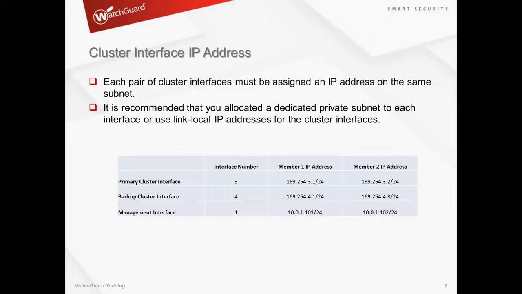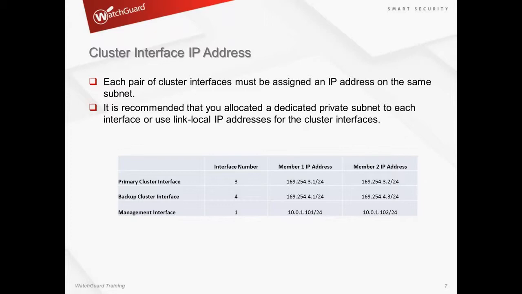Also, it's recommended that you allocate a dedicated private subnet to each interface or use link local IP addresses for the cluster interfaces. Now, just keep in mind that if you're currently running a link local IP address in your network, such as a 169.254, you could actually run into some issues by setting that up into your network, as we're seeing here.